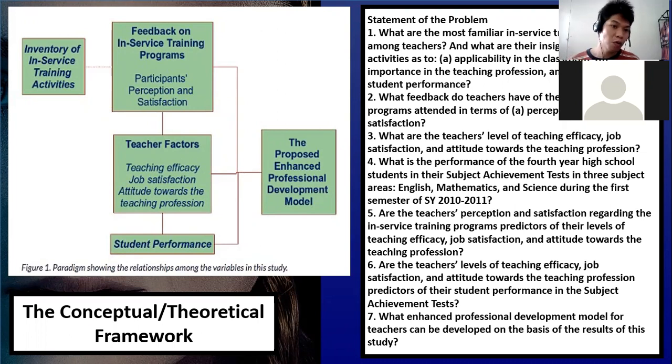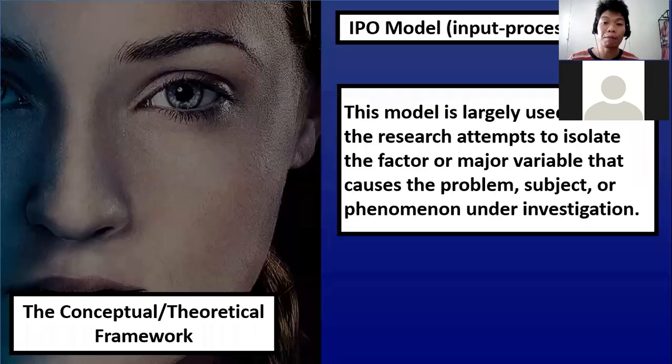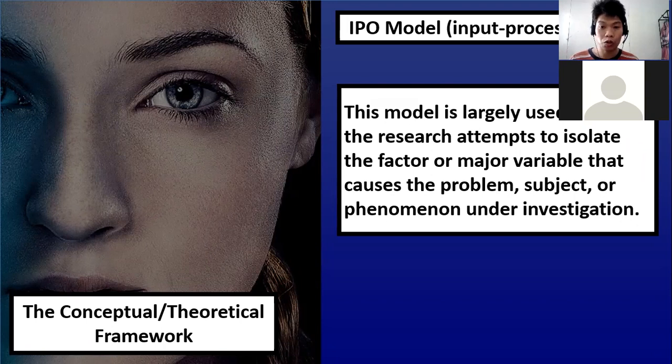So, how can you do that? So, through service training activities. So, yan yung magiging input ninyo. Yung inventory of in-service training activities. So, ano yung magiging process? So, yung magiging process, ito yung factors that you need to consider when it comes to conducting the service training activities. So, yun yung process. Feedback on in-service training programs, teacher factors, at saka student performance. So, ito yung aspects or concepts na i-consider ninyo para makakreate ng enhanced professional development. So, yan yung IPO model. Meron kang, if you want to produce an output or an outcome, meron kayong gustong ma-product na i-present, IPO model yung gagamitin ninyo.